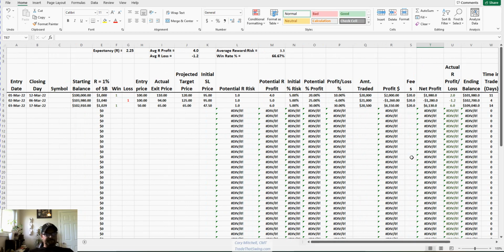So this is all just information you can use to get better. I've tried to make it as simple as possible so that you don't have to punch in all this stuff. It's all just calculated for you, and you can go through it, add in your trades, and see where there's potential areas and where you're falling a little bit short.